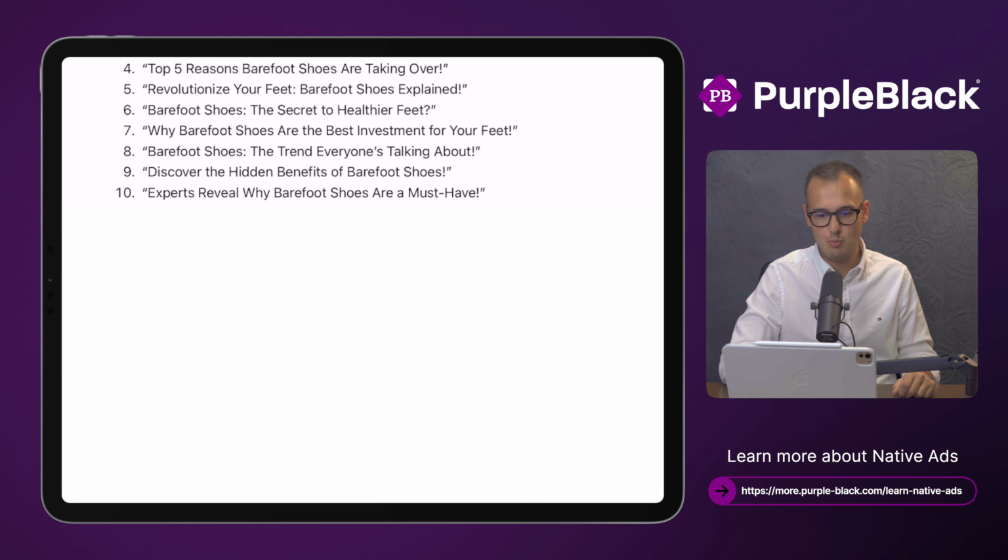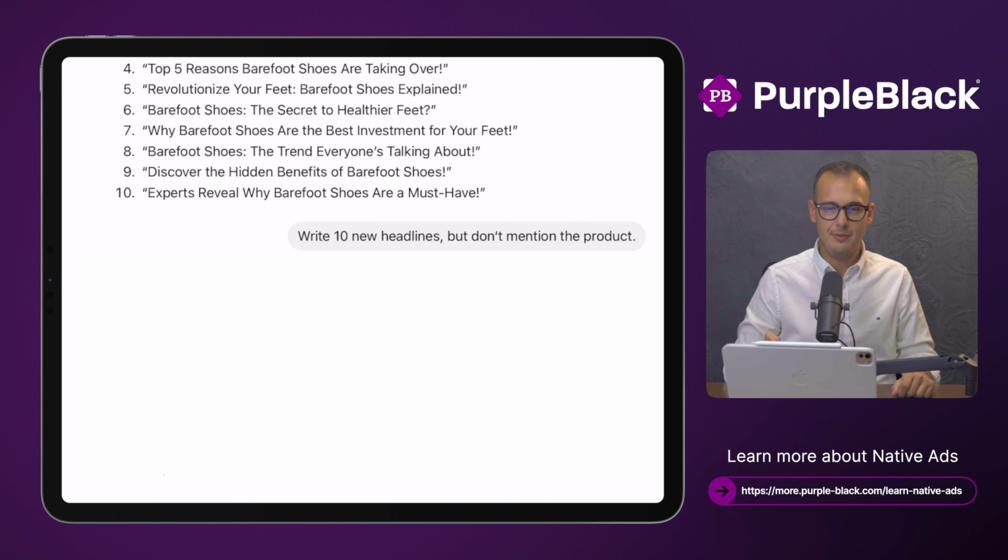Here it's the same ChatGPT window, but here we wrote a new prompt: write 10 new headlines, but don't mention the product. This is a strategy we use in the majority of cases, not mentioning the product in the headline. And the reason is simple: we just want to sell the first click. We want to put more curiosity inside, so that people have to check out the editorial and read the editorial, without mentioning the product directly.